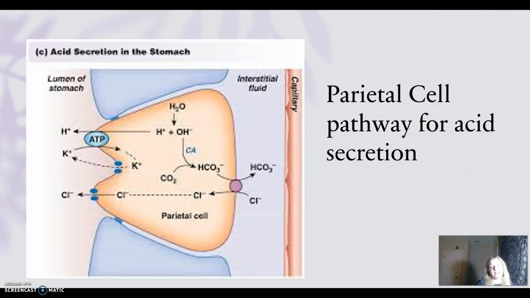So the next slide is a diagram that I got from the textbook, which shows the parietal cell pathway for acid secretions. So this begins when hydrogen from water inside the parietal cell is pumped into the stomach lumen by the hydrogen potassium ATPase in exchange for potassium coming into the cell. Then chloride follows the electrical gradient created by the hydrogen by moving through an open chloride channel, and the result of this is secretion of hydrogen chloride by the cell.